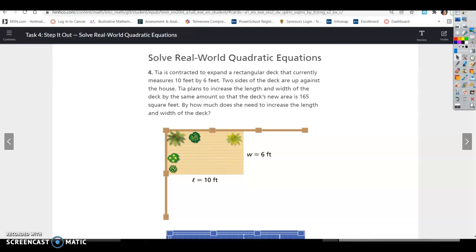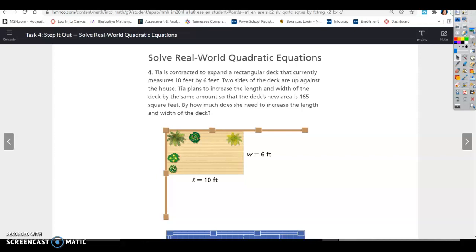Lesson 17.2, Task 4. Solve real-world quadratic equations. Tia is contracted to expand a rectangular deck that currently measures 10 feet by 6 feet. Two sides of the deck are up against the house. Tia plans to increase the length and width of the deck by the same amount so that the deck's new area equals 165 square feet. By how much does she need to increase the length and width of the deck?